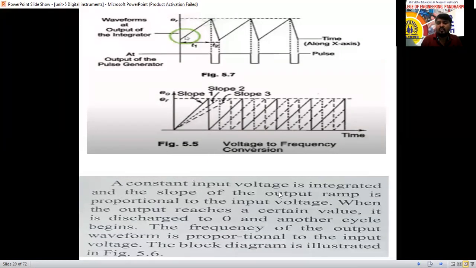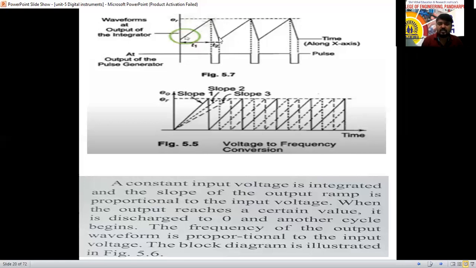A constant input voltage is integrated here. Whatever constant input is there is integrated, and the slope of the output ramp is proportional to the input voltage. This slope is the integrator output. So this slope indicates the measured input value we have given. When the output reaches a certain value, it is discharged to zero.